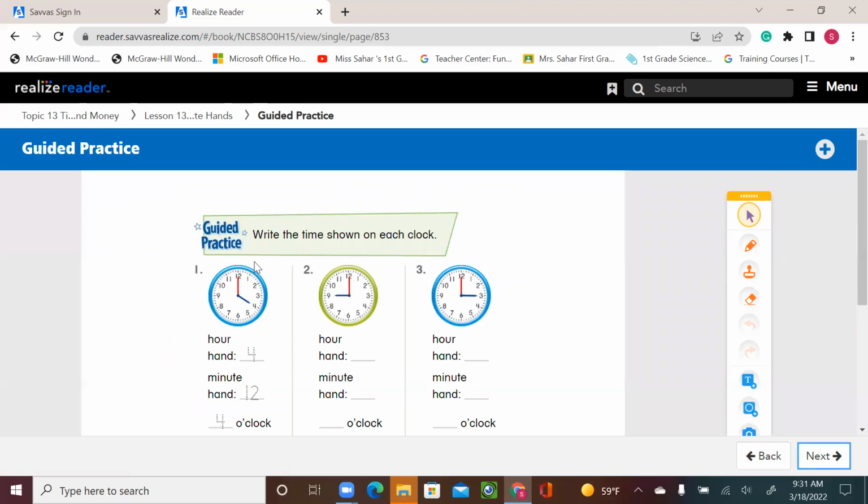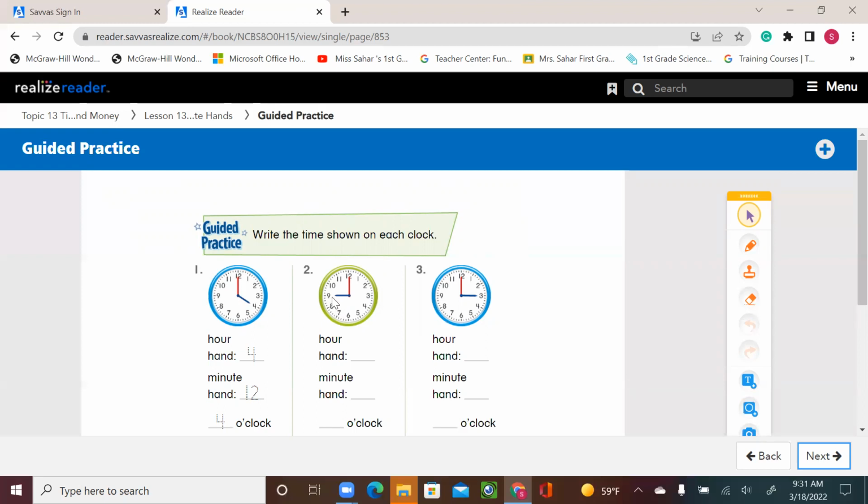All right. Write the time shown on each clock. Number 1, it's done for us. This is the short hand, the hour hand, pointing to 4. The long hand, the minute hand, is pointing to 12. So it's 4, and the minute hand is pointing to 12, and then it's 4 o'clock.